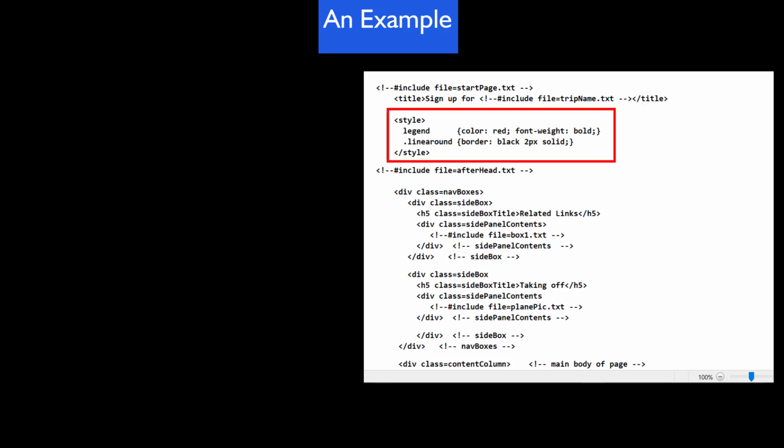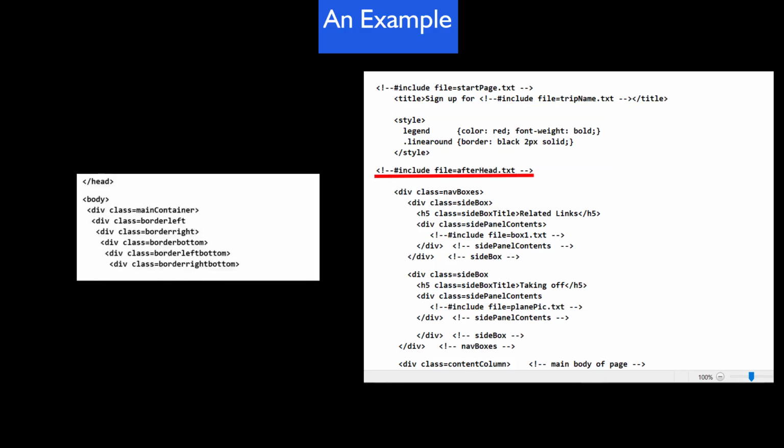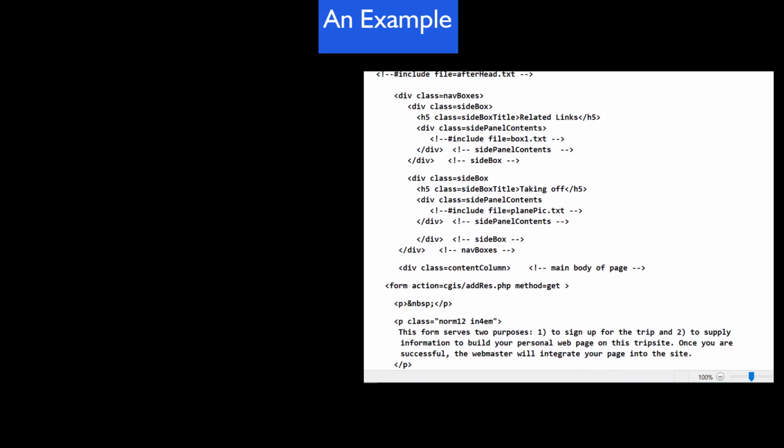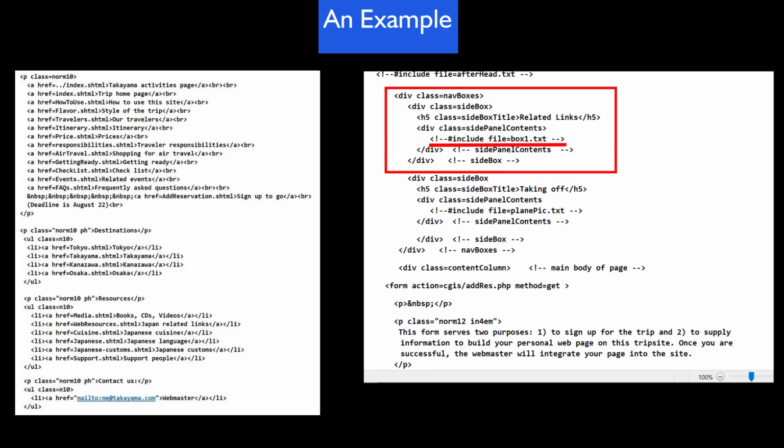Then a style element with a couple of style rules in it, and then our include for the file afterhead.txt, which looks like this. And as you can see, we're starting the framing. Then we have our div for nav boxes. Let's bring that down a little bit. And nav boxes has a side box, and we include box 1, which is kind of extensive. And we'll take a look at that.